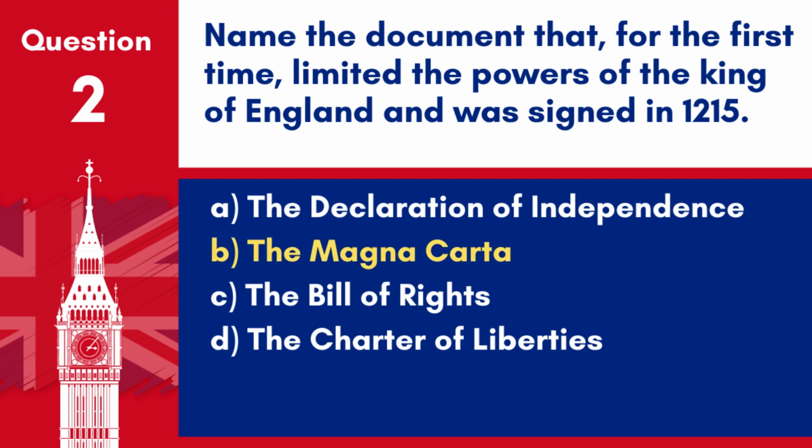Answer: B. The Magna Carta. The Magna Carta, signed in 1215, was the first document to limit the powers of the King of England.